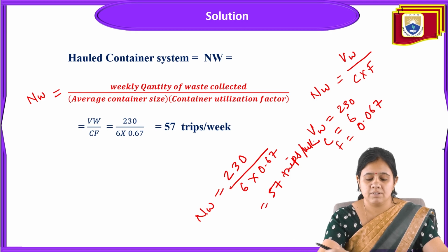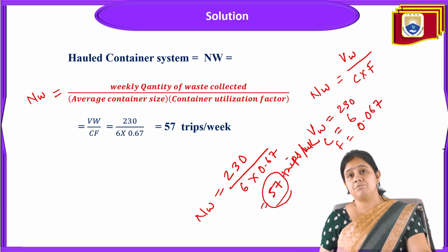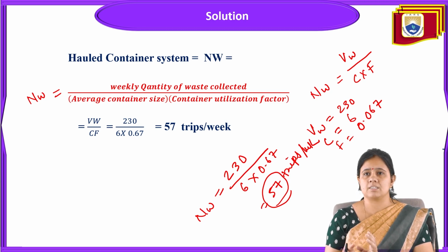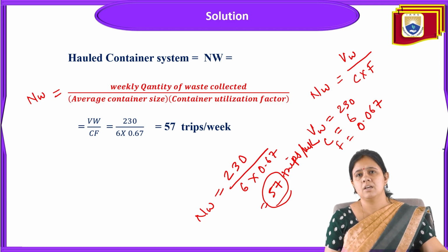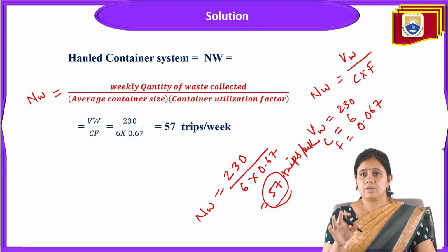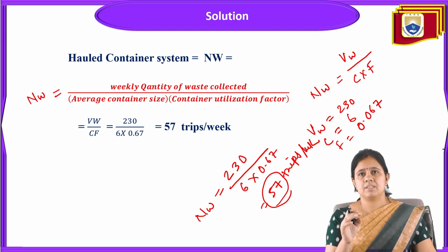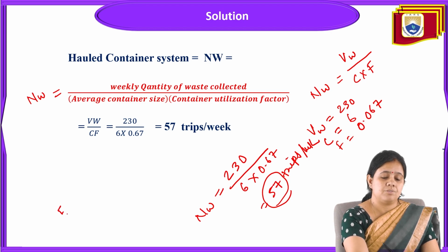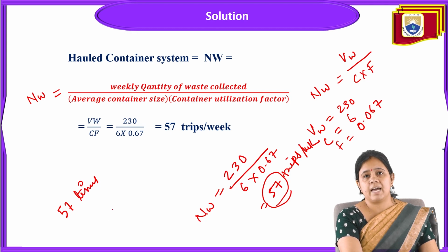So 57 trips have to be made to collect the waste in a week. In this haul container system, the vehicle has to do the hauling operation 57 times per week.